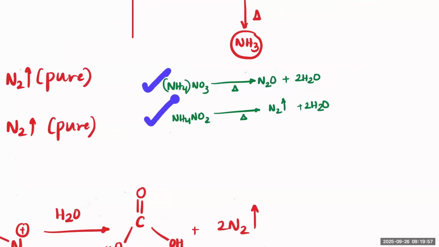So ये थोड़ा सा difference समझना है इसको. When you have ammonium nitrate and ammonium nitrite, what is the difference there?